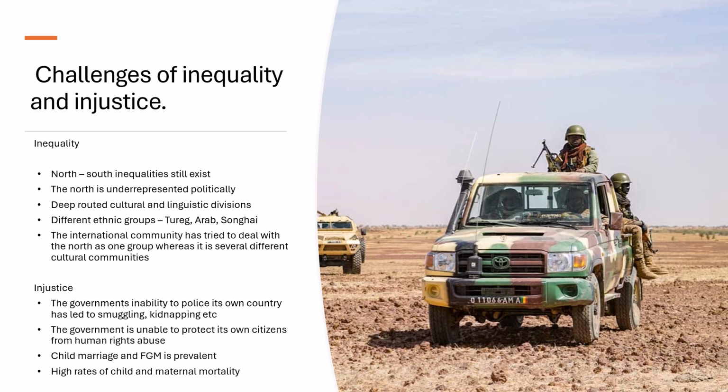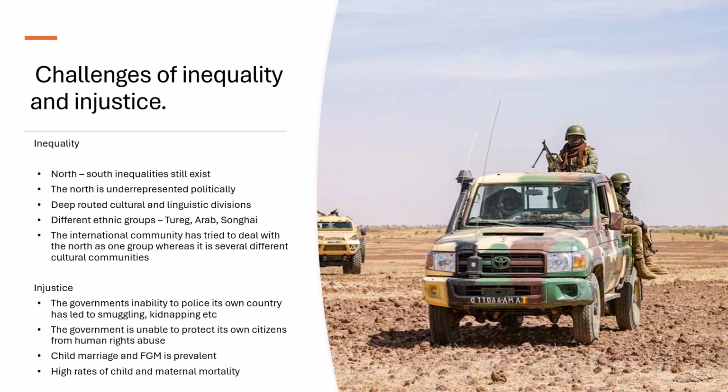And although the international community has tried to deal with the North as one group to bring unity, it has not really addressed the individual tribal groups within the North. So there is still that conflict between the different groups within the North itself. And there are injustices that they are trying to deal with. The government's inability to police its own country has led to problems like smuggling and kidnapping, which in itself undermines the role of NGOs. NGOs have a duty of care to their employees. And the government is unable to protect its own citizens from things like human rights abuse, particularly women and children.